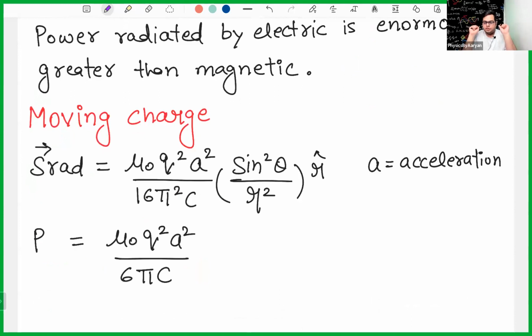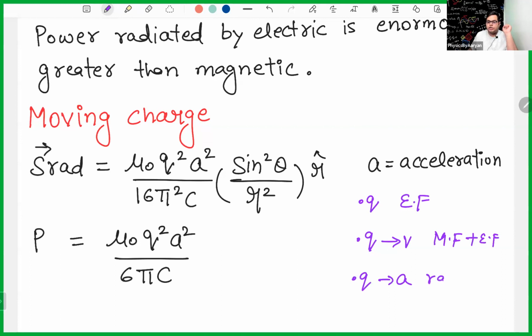Then comes the moving charge. I said that if the charge is stationary, it produces an electric field. If the charge is moving with constant speed, it produces a magnetic field plus an electric field. And if the charge starts to accelerate, it produces radiations. So if the charge is accelerating, radiations are produced. How much? So this is the formula.